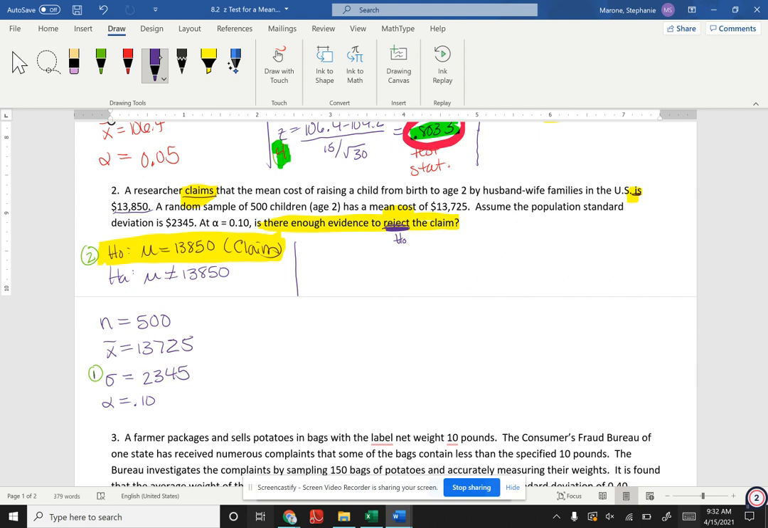Step 3 is to draw the sampling distribution like this. It's a two-tailed test, so I'm splitting alpha by 2. So to find those critical values, you do the inverse norm of 0.05.